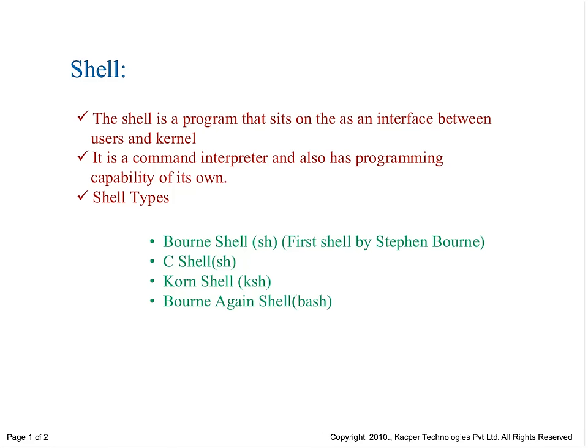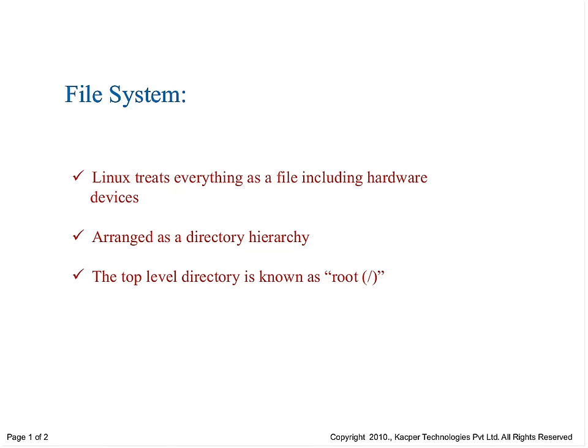So now that we have looked at the second part of the operating system, the shell, we move on to the next one, which is the file system. Once you understand the kernel, the shell and the file system, then we can move on into the various commands. So let's look at this file system.